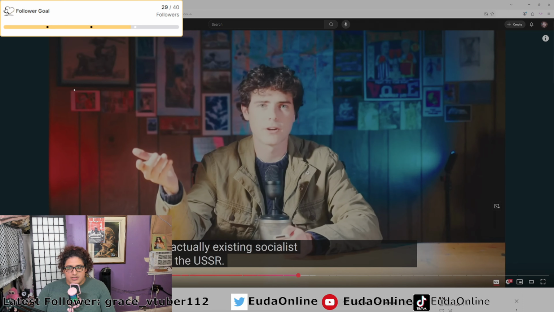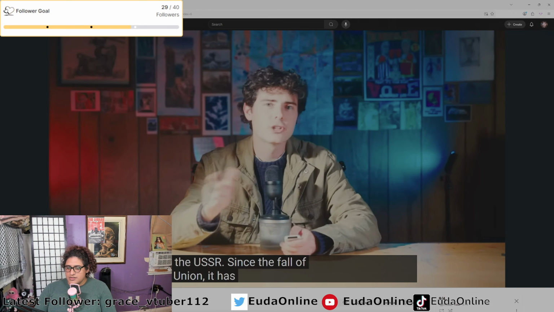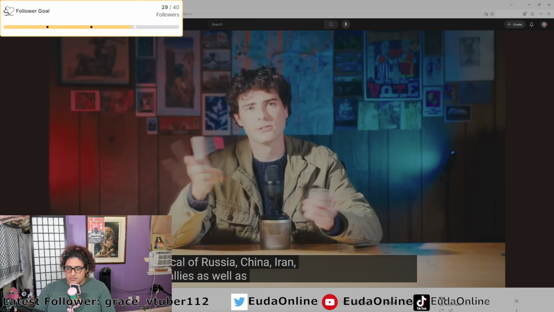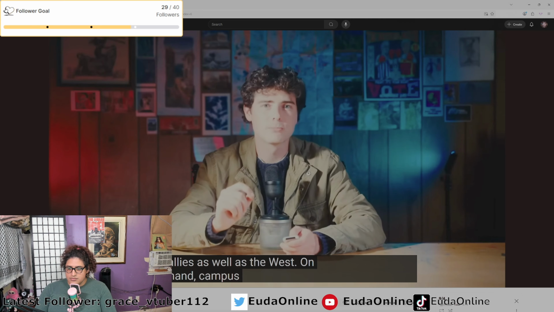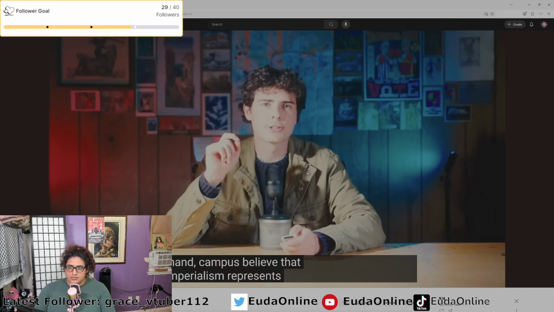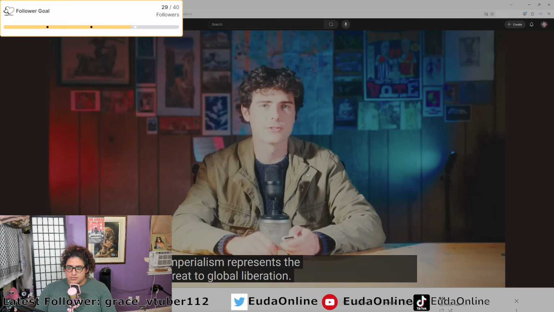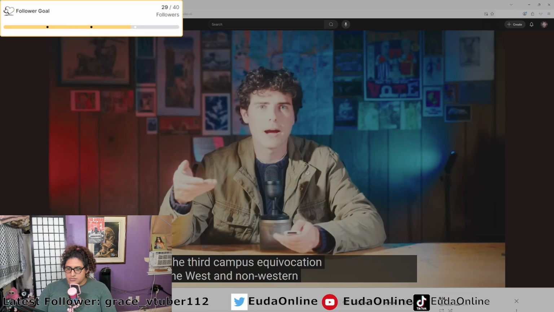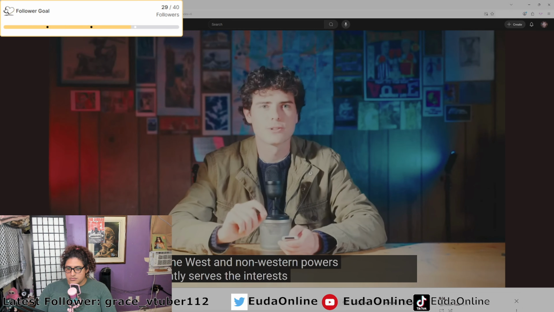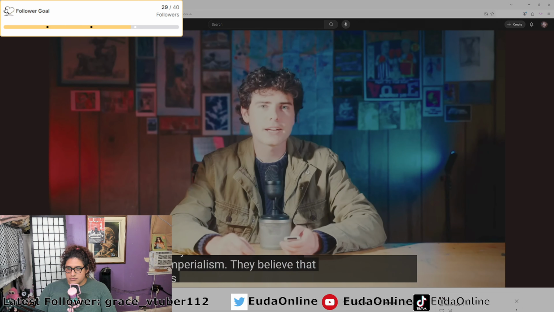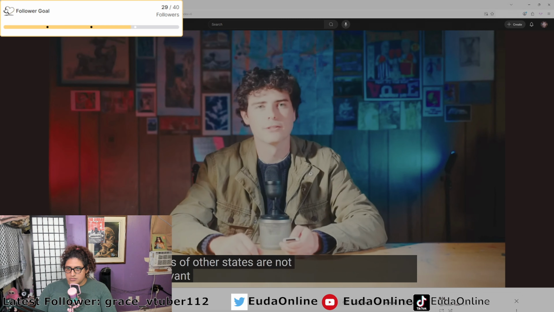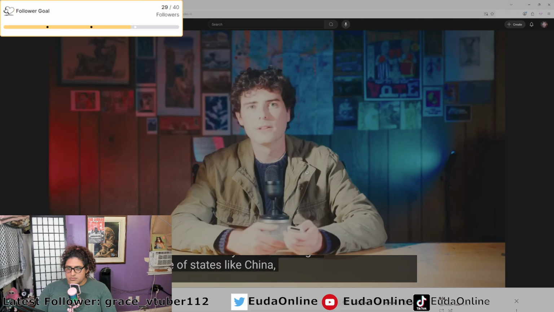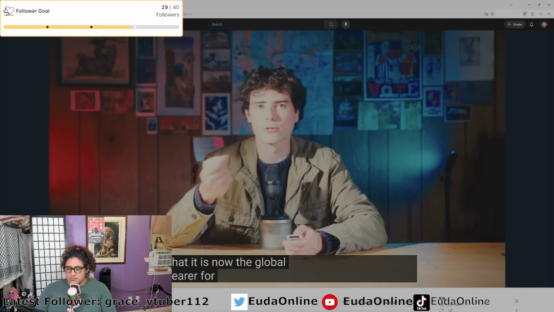States like the USSR. Since the fall of the Soviet Union, it has shifted to mean being critical of Russia, China, Iran, and their allies, as well as the West. On the other hand, campists believe that Western imperialism represents the primary threat to global liberation. So for them, the third campist equivocation between the West and non-Western powers inadvertently serves the interests of Western imperialism. They believe that the actions of other states are not really relevant to American socialists, and some of them may even be outright supportive of states like China, believing that it is now the global standard bearer for socialism.